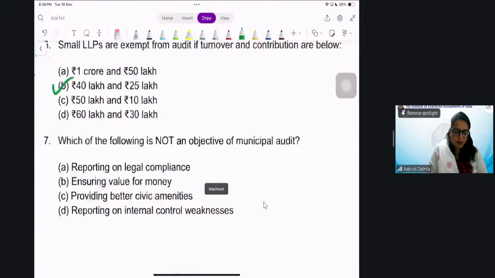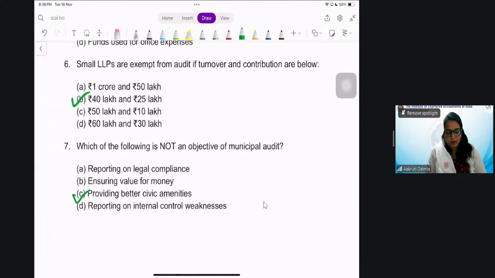C. I don't have to see this. Legal compliance, I have to check. Value for money, I have to check. Internal control weakness, I have to see. But not better civic amenities. That's it.